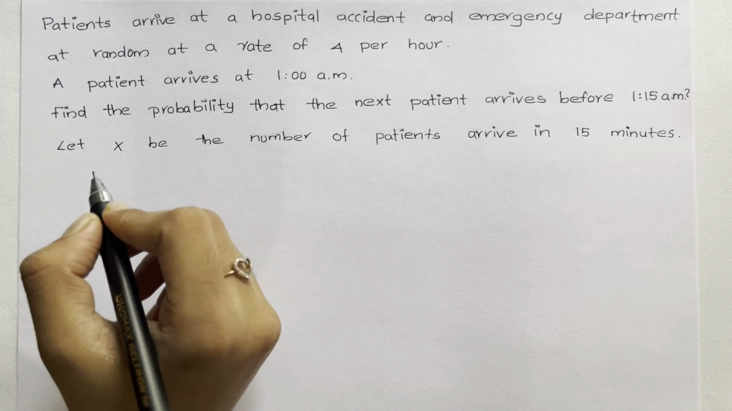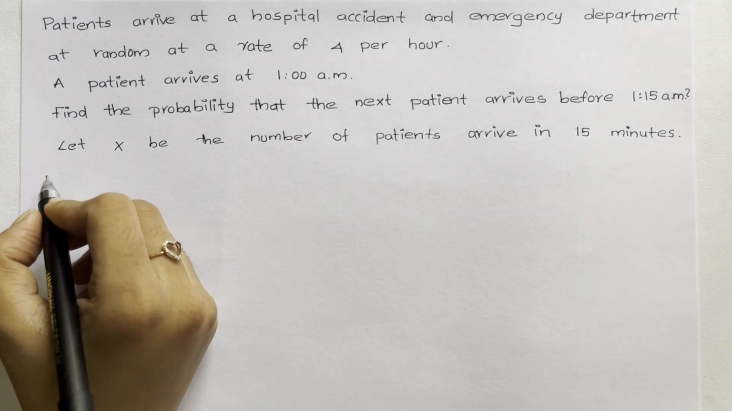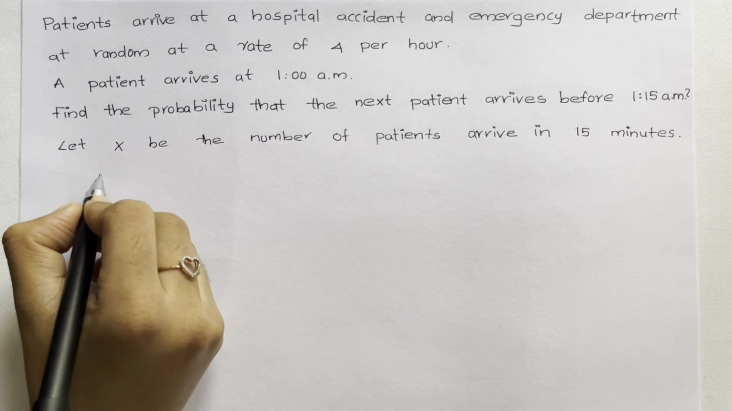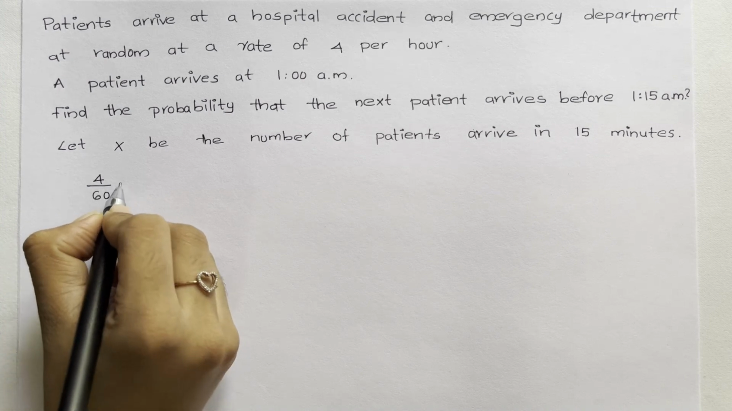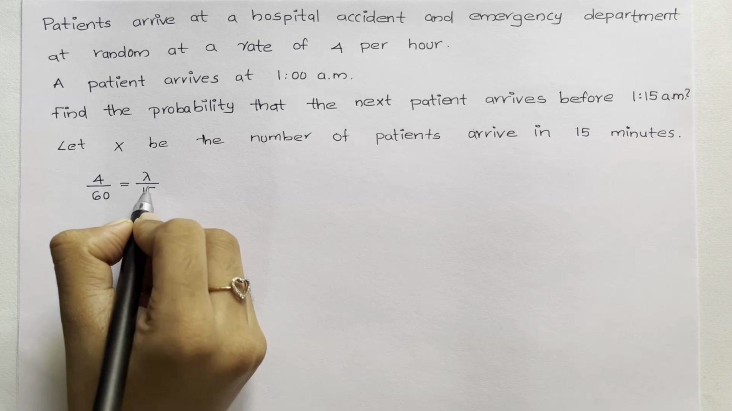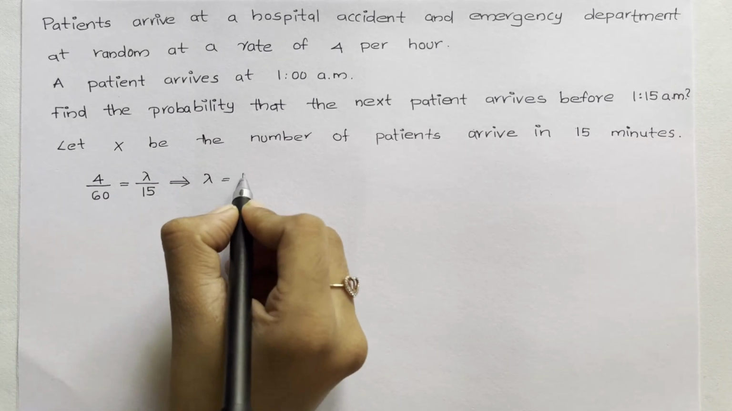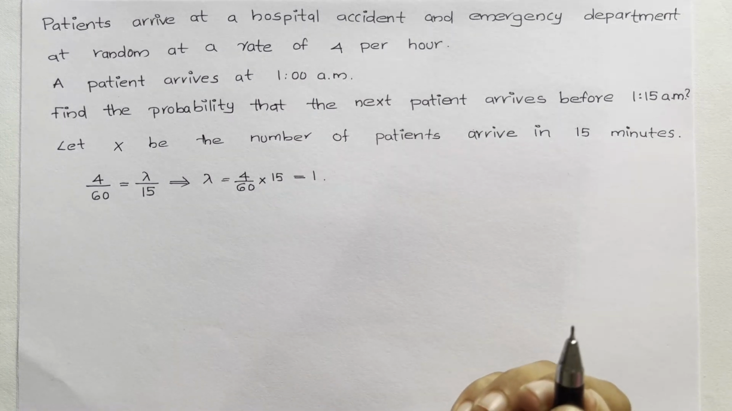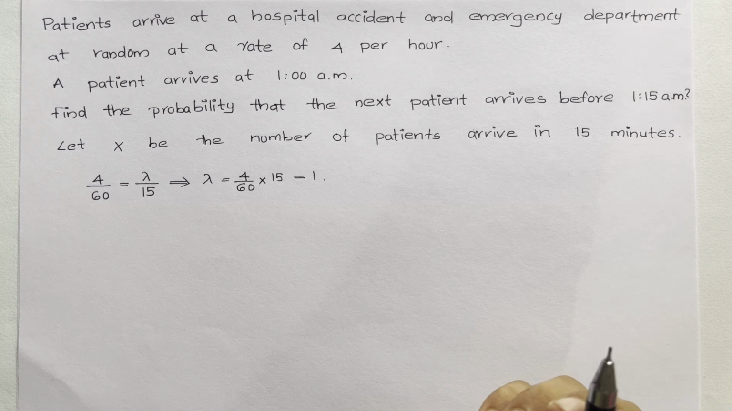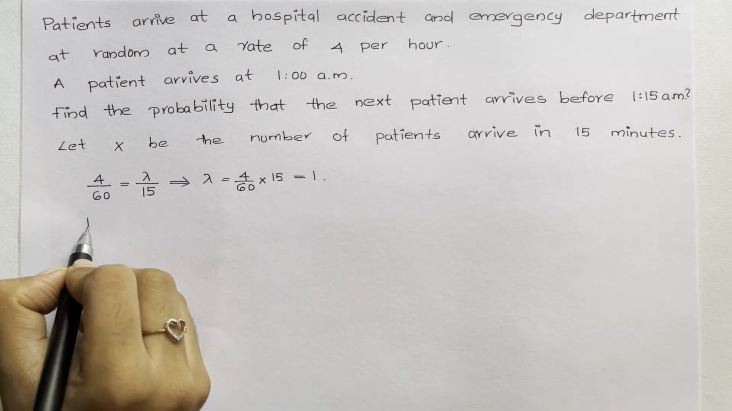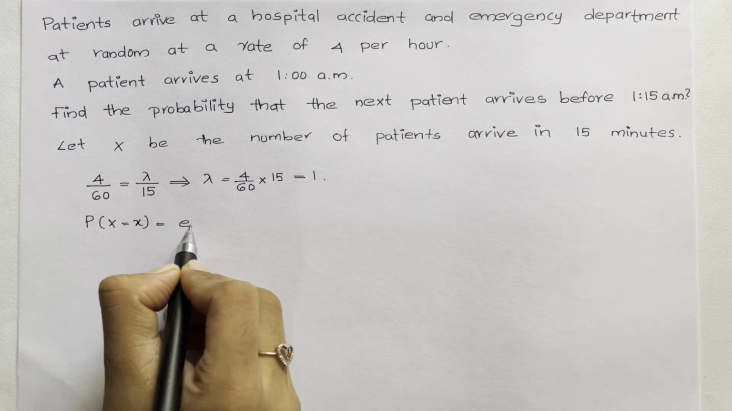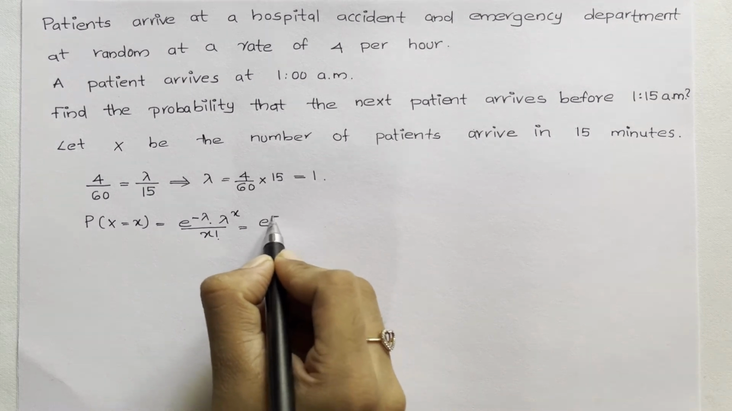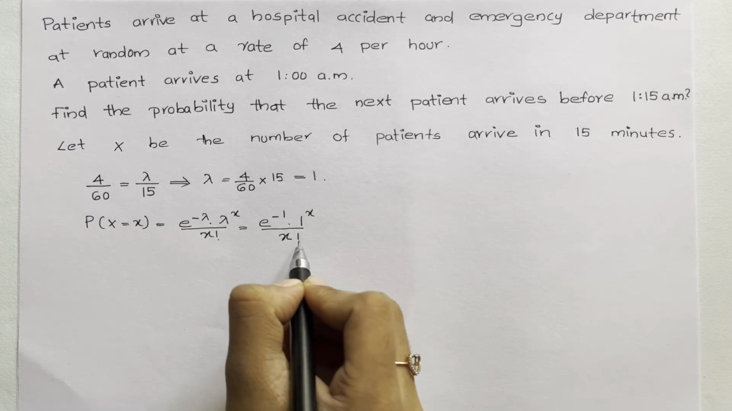We have to find the average rate of patients arriving in 15 minutes, given that 4 patients arrive per hour. Per hour means 60 minutes. That is, 4 patients arrive per 60 minutes. Now we have to find the number of patients arriving in 15 minutes. Implies lambda equal to 4 by 60 into 15 equal to 1. That is, the average rate of patients arriving in 15 minutes is 1. Then the Poisson formula is P of x equal to e raised to minus lambda into lambda raised to x divided by x factorial. Here lambda equal to 1. Therefore, e raised to minus 1 into 1 raised to x divided by x factorial.